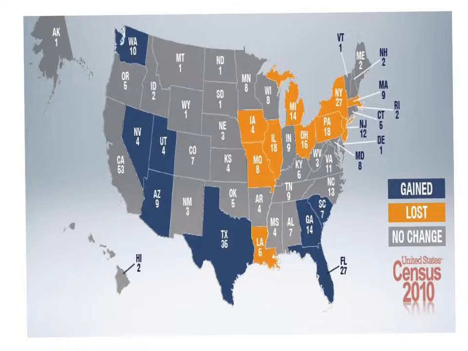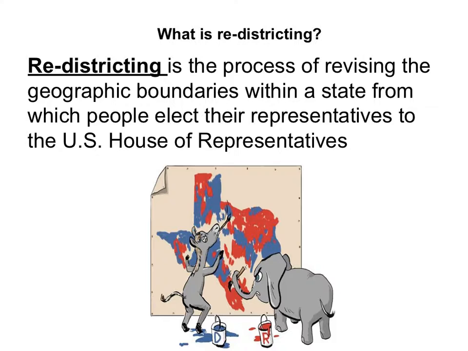However, after the census is taken and the reapportionment needs to take place, this leads to redistricting. Redistricting is the process of revising the geographic boundaries within a state from which people elect their representatives to the U.S. House of Representatives. Now, much as this cartoon suggests, Republicans and Democrats are going through and redrawing this map so that it would favor one side or the other.